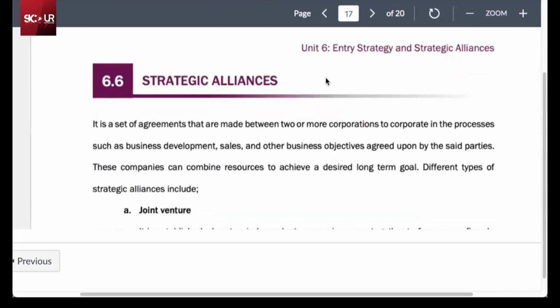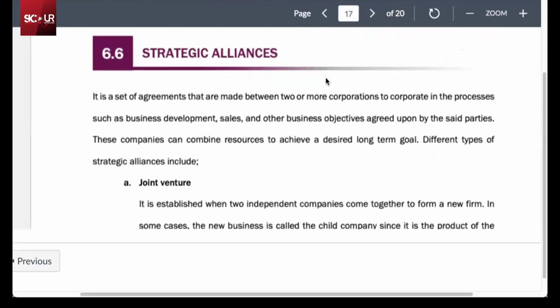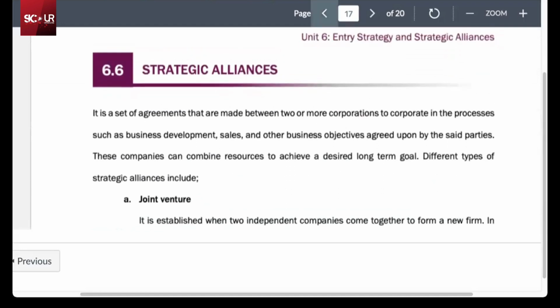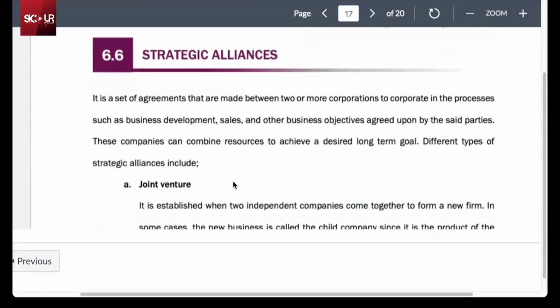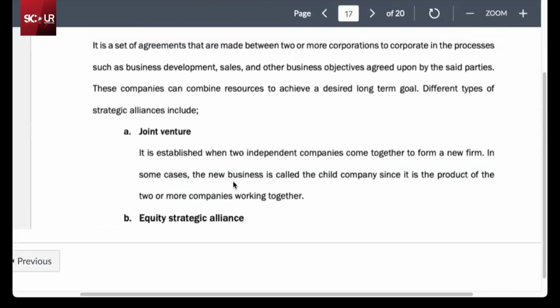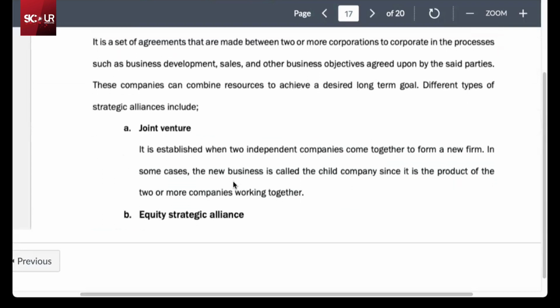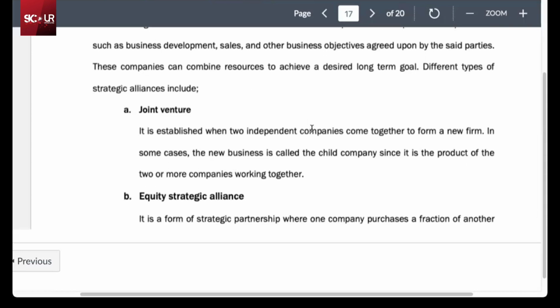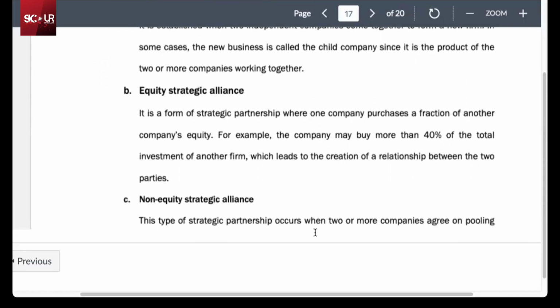Last one is strategic alliances. This is a set of agreements made by two or more corporations to cooperate in a process, such as business development, sales, and other business objectives. This strategic alliance could include the one that we have done just now, the joint venture, where two independent companies come together to form a new firm. In some cases, this business is called a child company, since it is the product of two or more companies working together. And then we have equity strategic alliance.